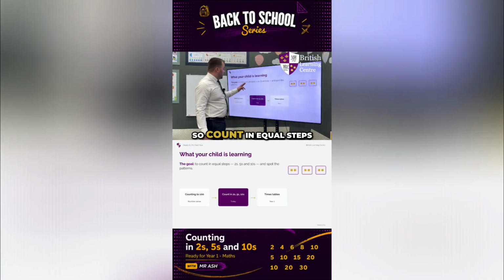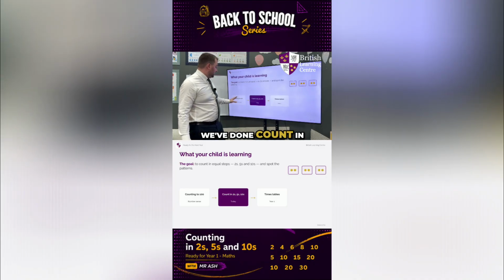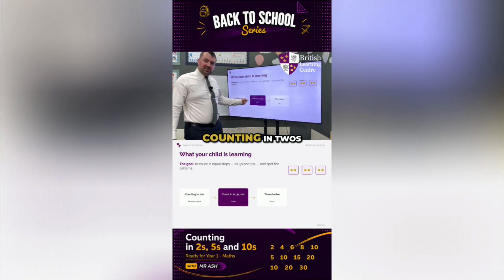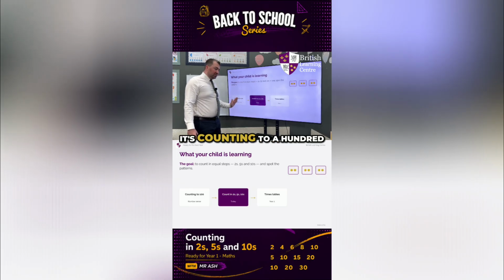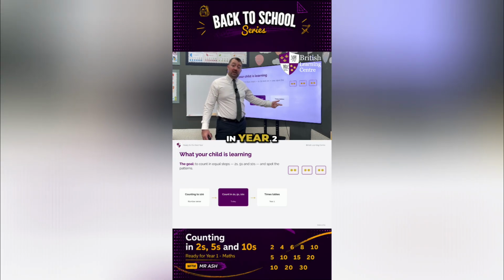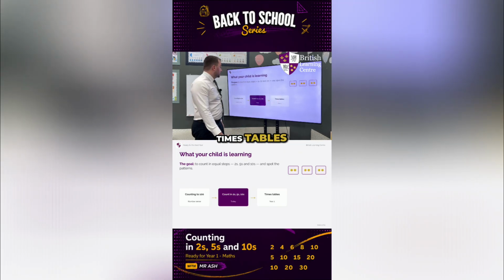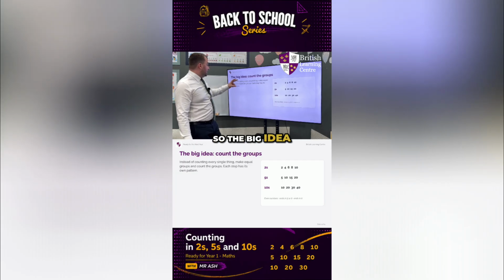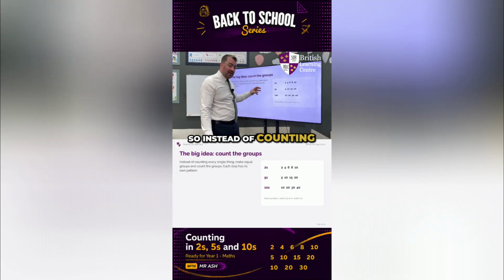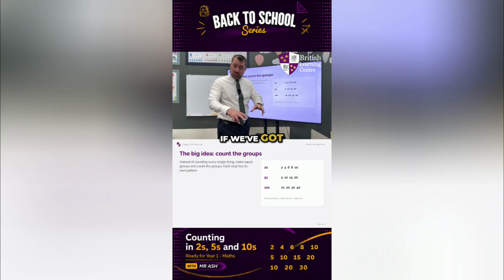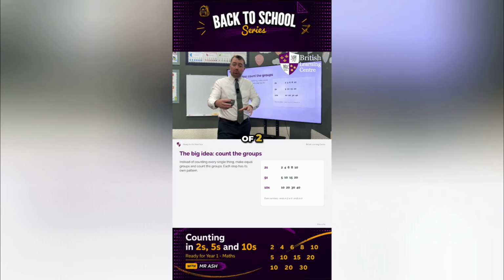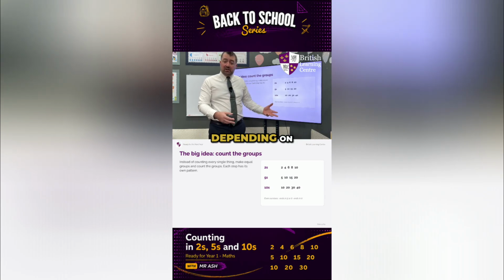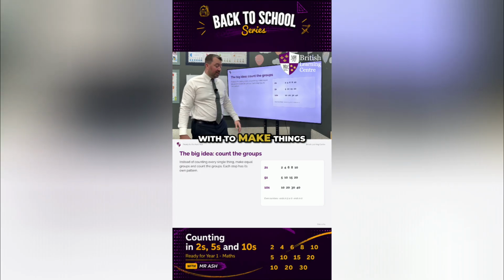Okay, so count in equal steps, 2s, 5s and 10s, spot the patterns. We've done counting. So we're looking at counting in 2s, 5s and 10s. Before that, it's counting to 100. After that, in year 2, we're really looking at times tables, okay? So the big idea is count in the group. So instead of counting every single thing, if we've got objects, for example, make them into groups of 2, groups of 5, groups of 10, depending on what you're working with, to make things easier in terms of counting.